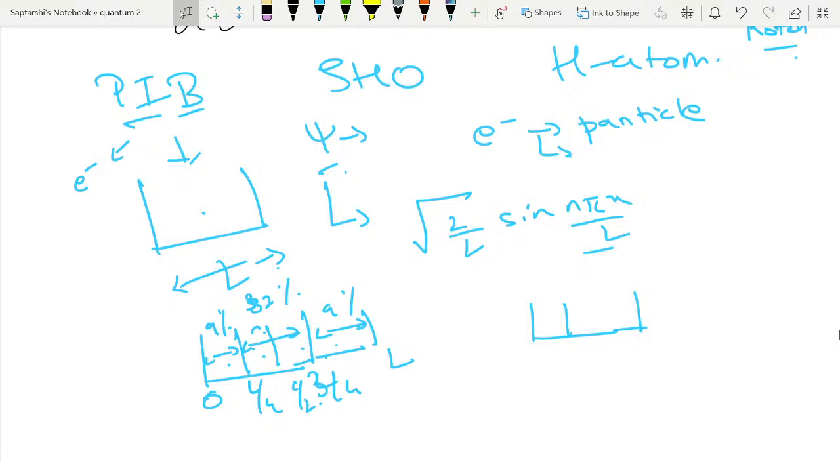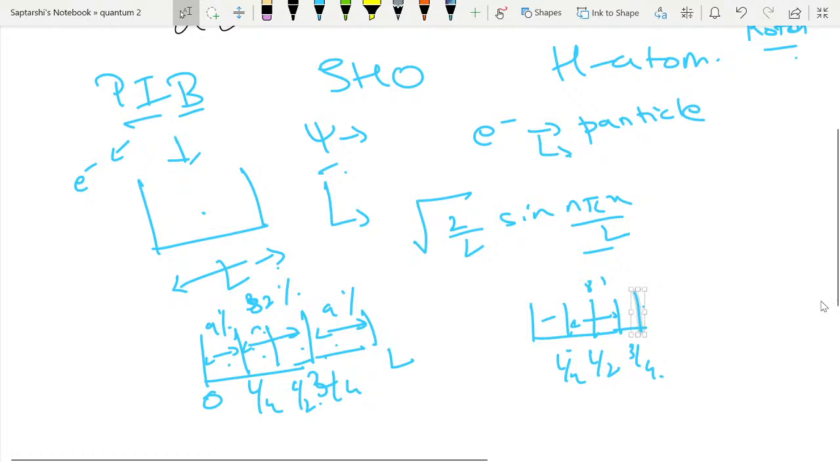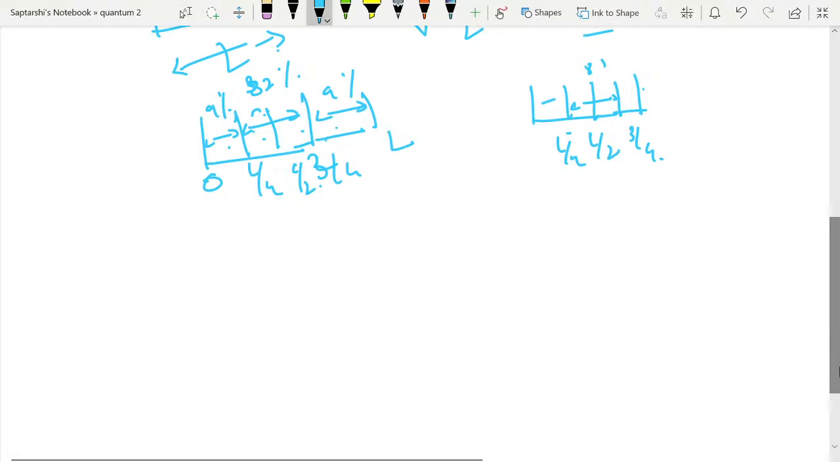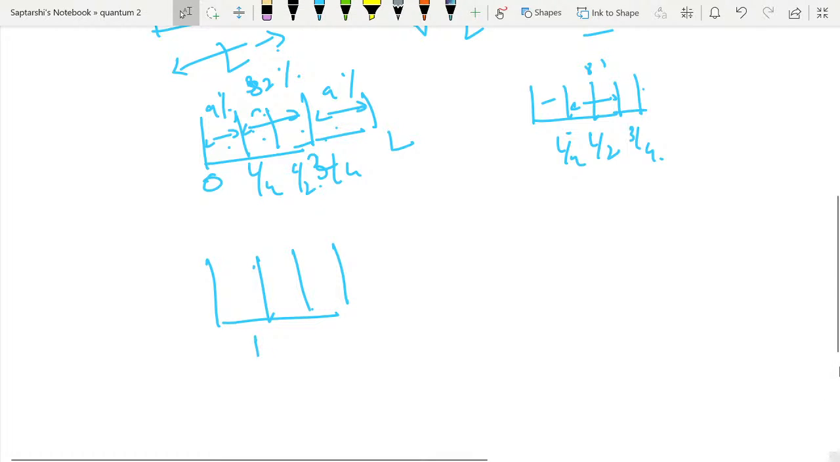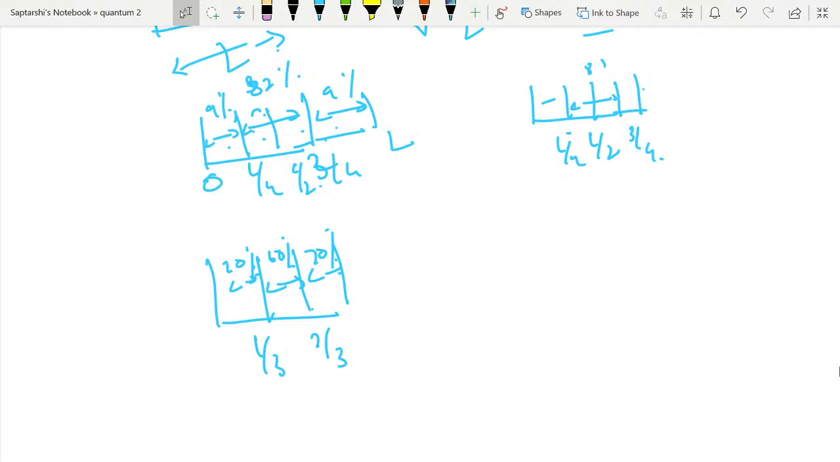If it is equally divided like this, with L by 2, then this will be L by 4 and this will be 3L by 4. The middle portion will be 82%, and the side portions will be 8% or 9% each. Similarly, if we divide the box into 3 portions, we will have 2 lines, and this will be L by 3 and this will be 2L by 3. Then the middle percentage will be 60% and the side portions will be 20% each. This is some easy technique if it's given in MCQs.